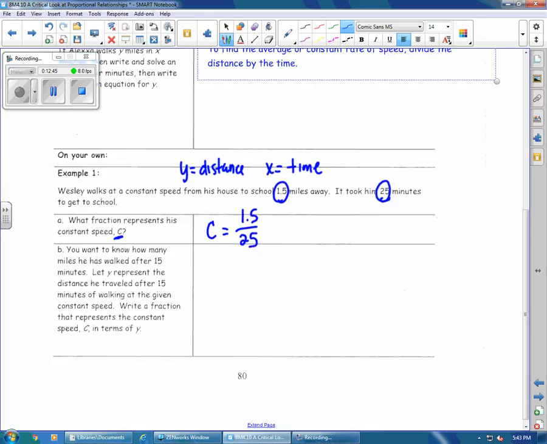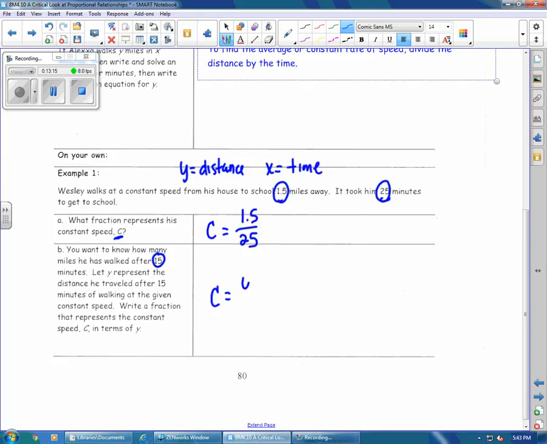You want to know how many miles he has walked after 15 minutes. Let y represent the distance he traveled. Yep, we already did that. After 15 minutes of walking at the given constant speed, write a fraction that represents the constant speed c in terms of y. What they're doing is they're breaking it down, and honestly, it's a little bit confusing. So that's why I wanted to work through this one with you. What they're saying is that's half of your proportion. They want you to come up with the other half of the proportion, which we did up top.